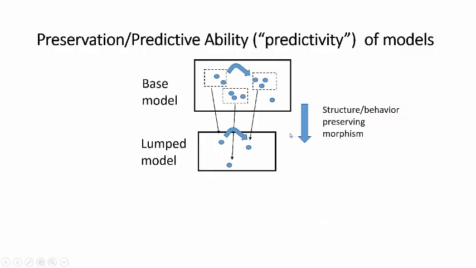So let's look at preservation or predictability, or we'll call it predictivity of models. The idea is we have a base model and a lump model and a structure behavior preserving morphism from base model to lump model. As we discussed earlier, a partition on the states of the base model leads to a mapping, and the blocks of the partition are mapped into states of the lump model, and then transitions among individuals in the base model are mapped to transitions between the states that represent the blocks they're in the lump model.